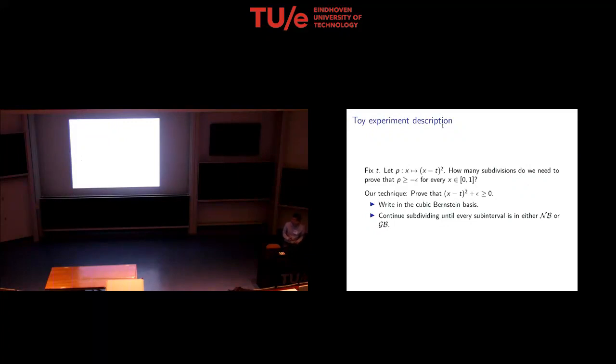So the first experiment that I want to present, which might be the only one, is that we vary our parameter t, and we want to show that x minus t squared is bigger than some lower bound. And so we'll show it's bigger than some lower bound by adding the lower bound to the polynomial and showing that it's non-negative. Our steps are going to be to write this in the cubic Bernstein basis, and then keep subdividing and checking if NB, checking the termination criteria.